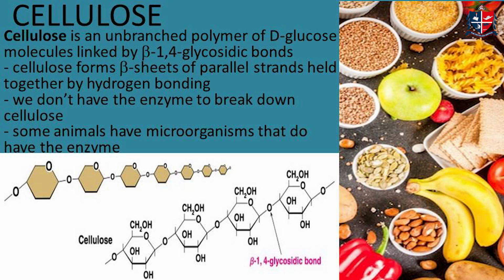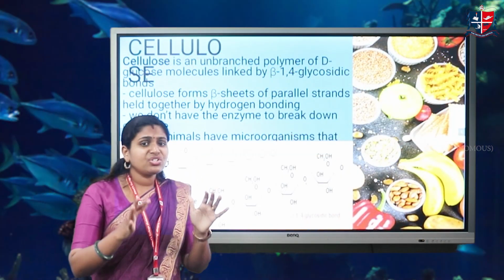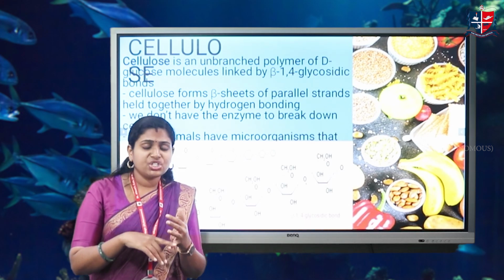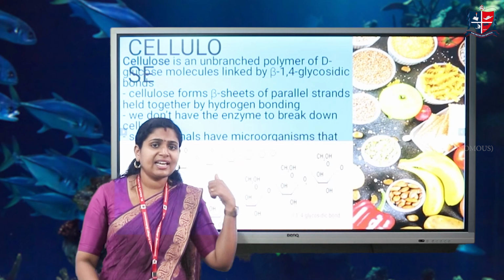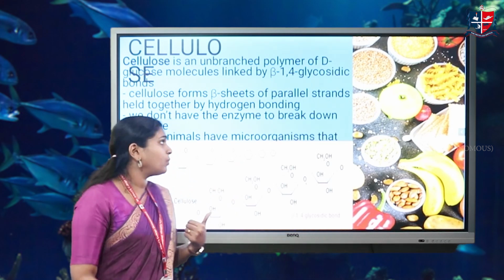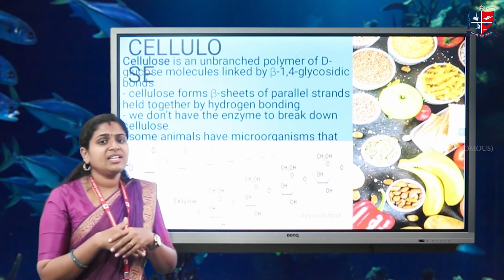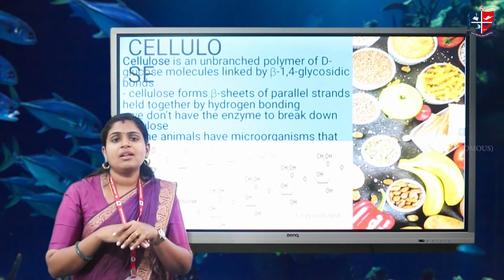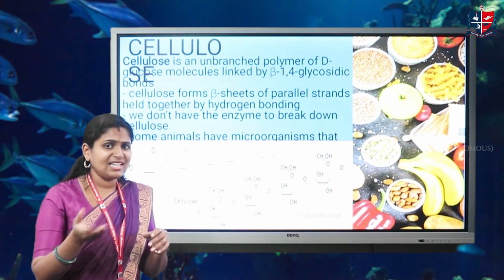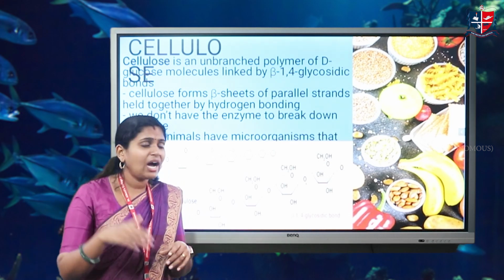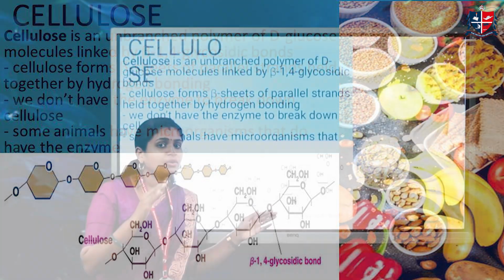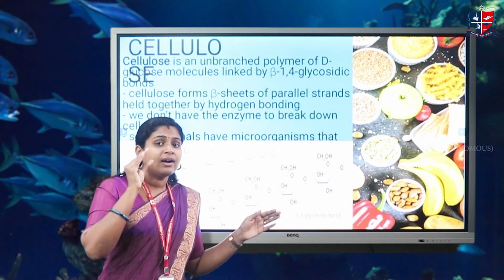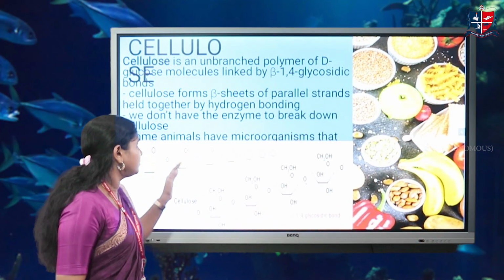Coming to cellulose, it is a structural polysaccharide, whereas starch and glycogen, we already said, are storage polysaccharides. Here the main difference is that the glucose found in cellulose is beta glucose, whereas in starch and glycogen it is alpha glucose. Here the bond formation is beta and the glucose molecule is beta glucose. That is one of the main characteristics of cellulose.